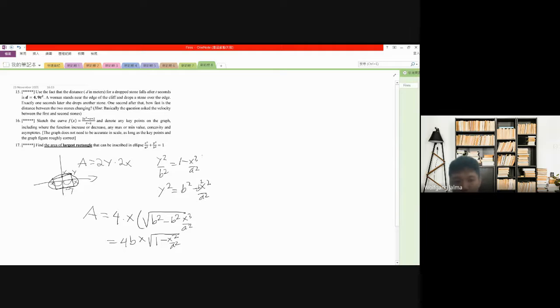Yes, it's for any a and b. So the answer will be in a and b, because it is ab times the square root of a squared minus x squared. So basically the answer will be in a and b. It just doesn't need to be simplified further.